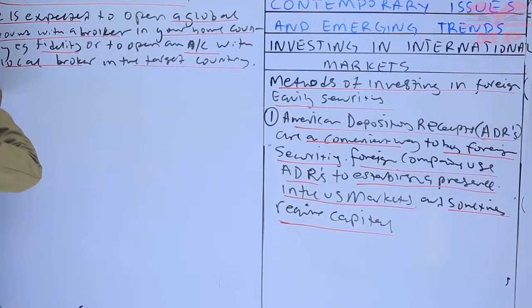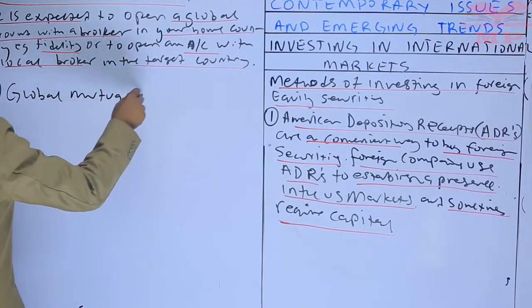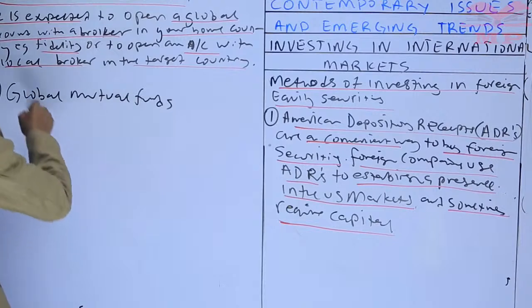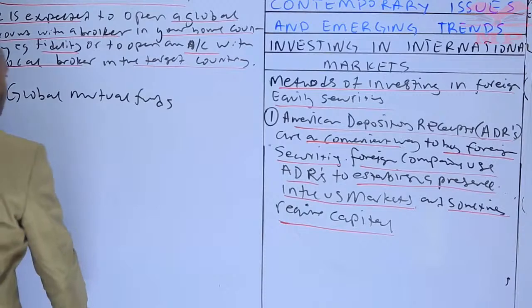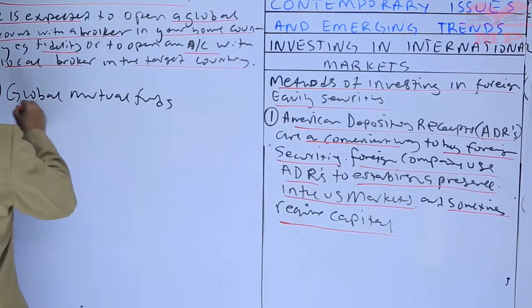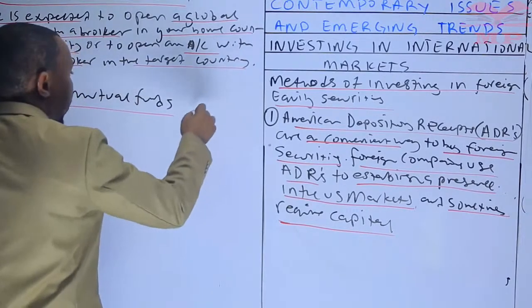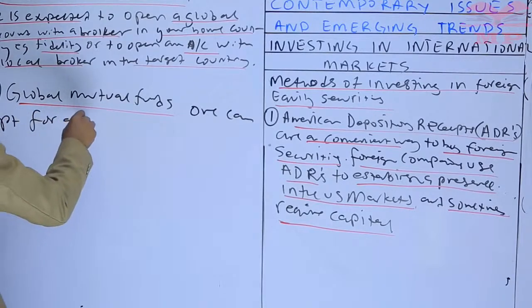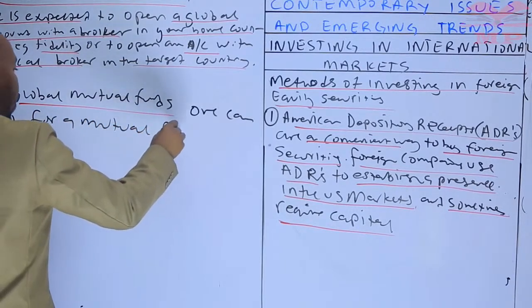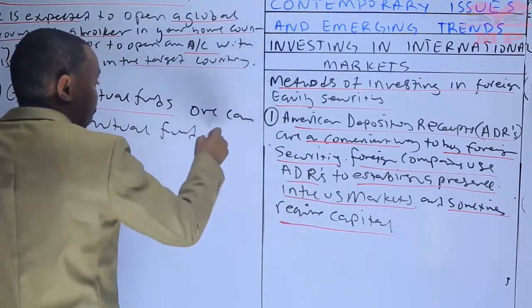Number 4, guys, global mutual funds. Global mutual funds is also another way. Here, one can opt for a mutual fund that focuses on international equities or fixed income.